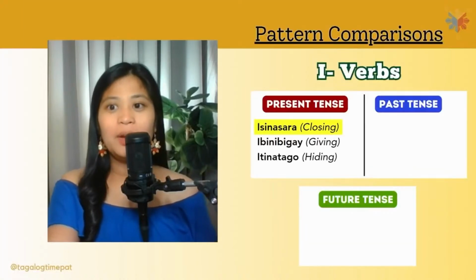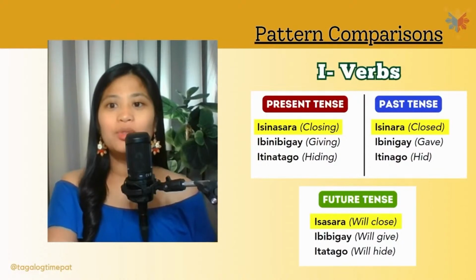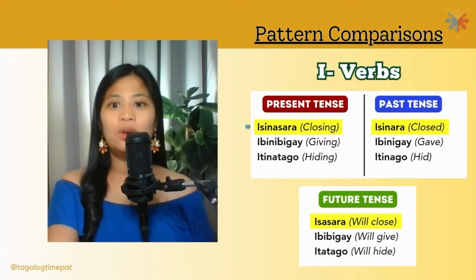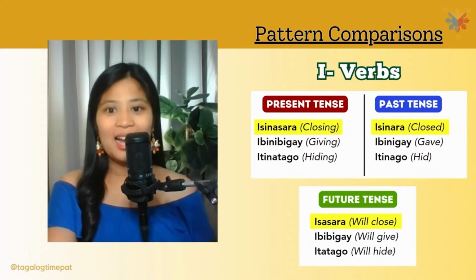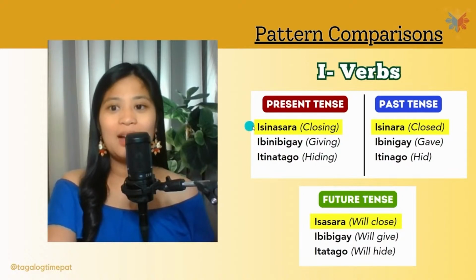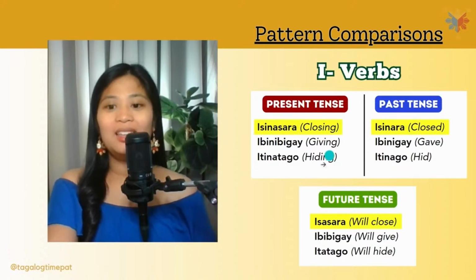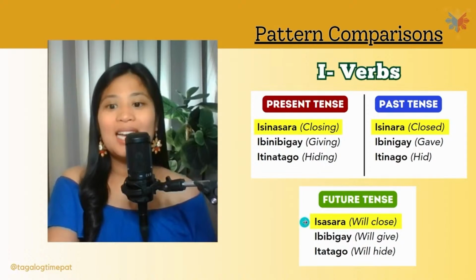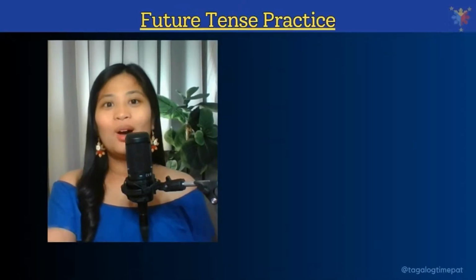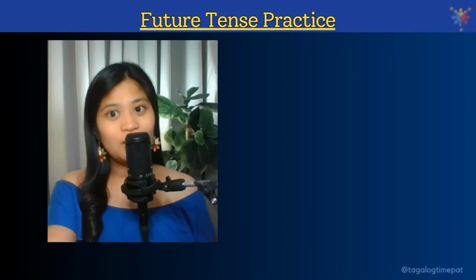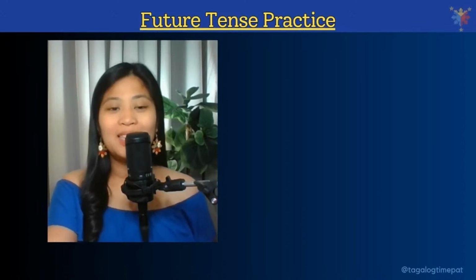Let's go ahead and compare all of these conjugation patterns for e-verbs. In the present tense, isara, to close, is isinasara. That means closing. Past tense, it's isinara, closed. And then in the future tense, it's isasara, will close. Isasara. All right, so those are all of the future tense conjugation patterns for the verb types in Tagalog.